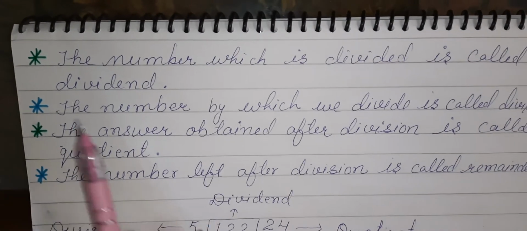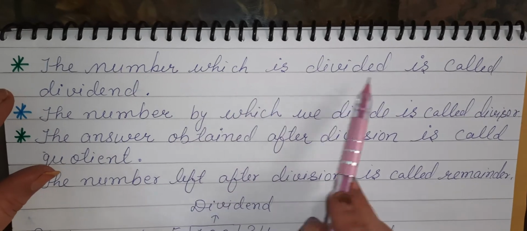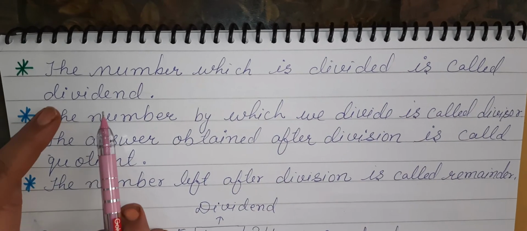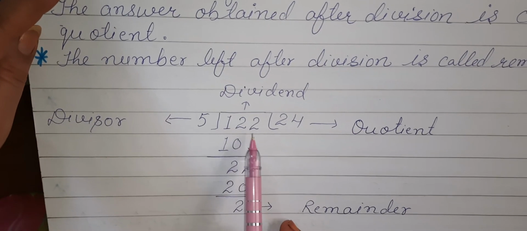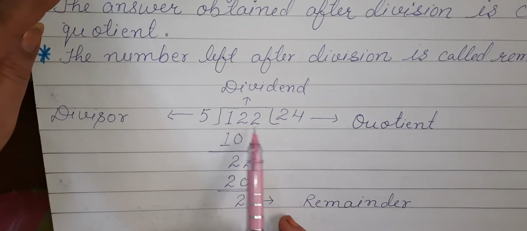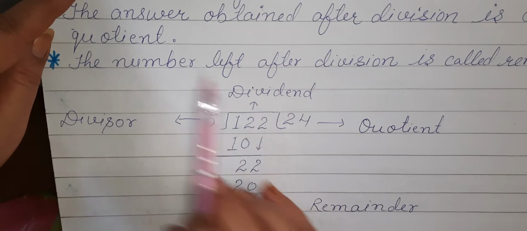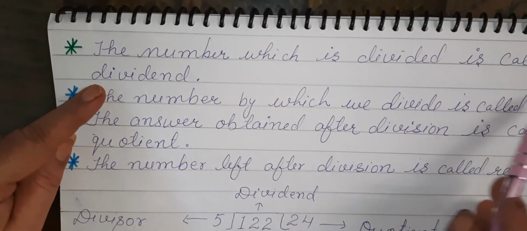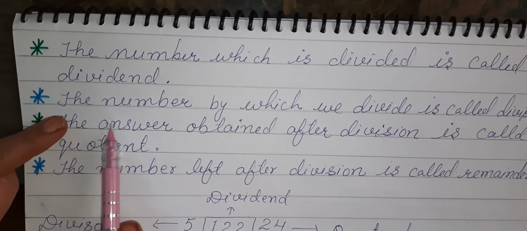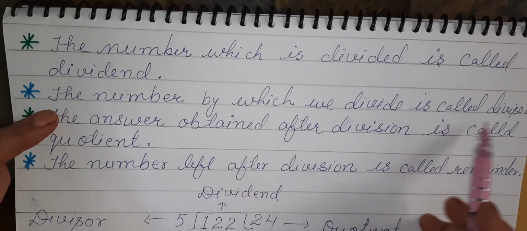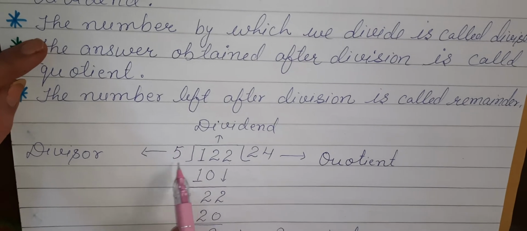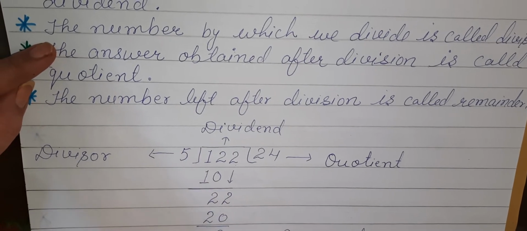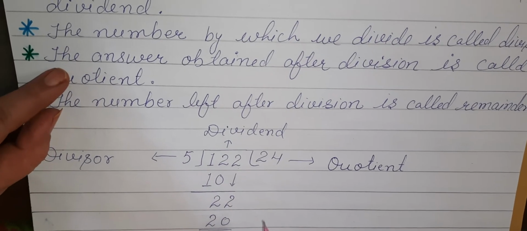Now see, the number which is divided is called dividend. See the example. 122 is the dividend. The number which is divided is called dividend. Second one, the number by which we divide is called divisor. The number by which we divide, it means 5. 5 is the divisor.